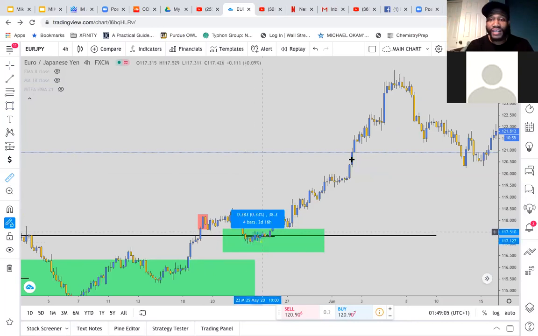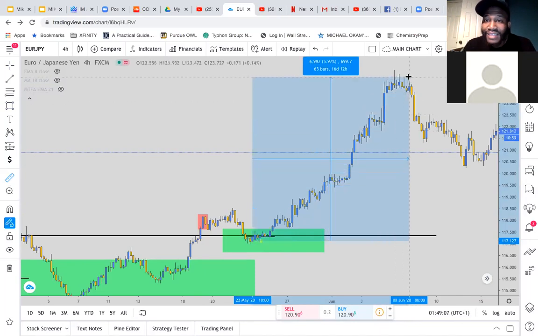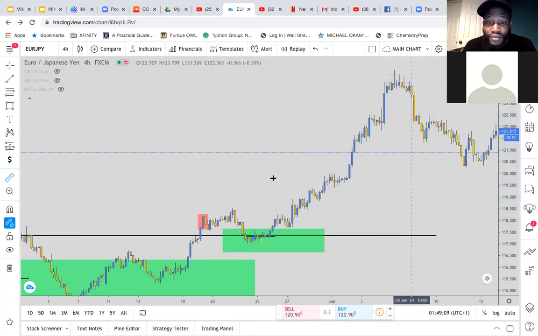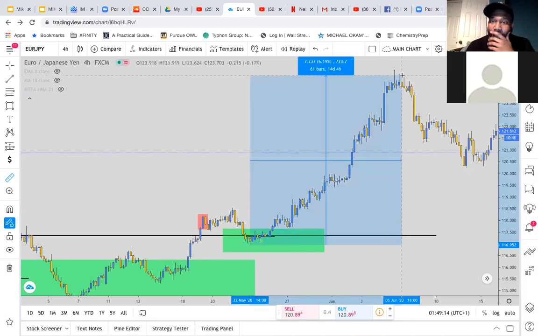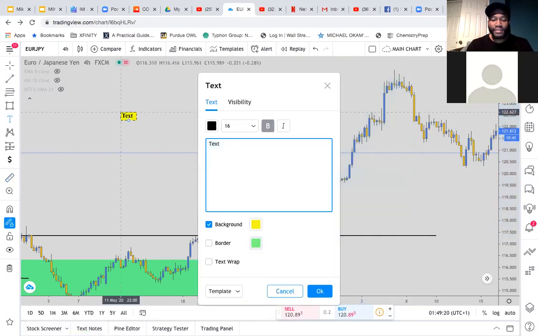Just you understanding that. This thing went up 723 pips in 14 days, and I'm mad I missed this. So let's talk about lot sizes, which I know you heard. Let's just see how much we could have made.